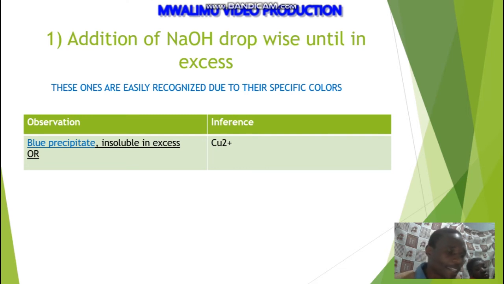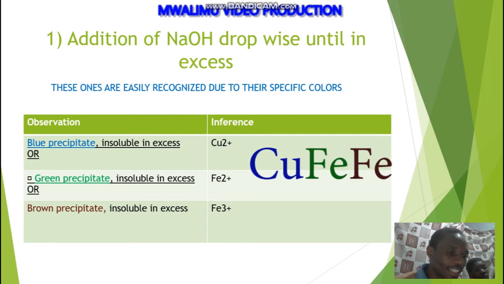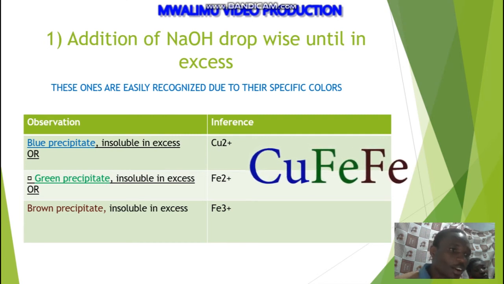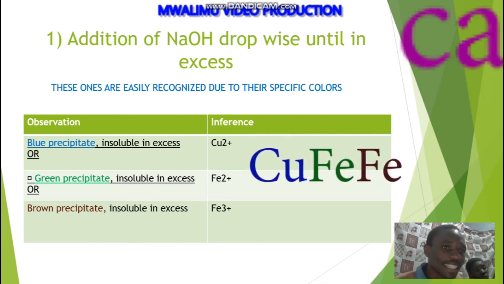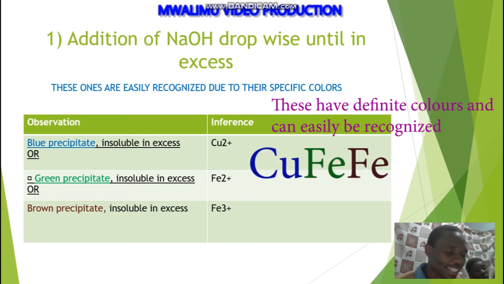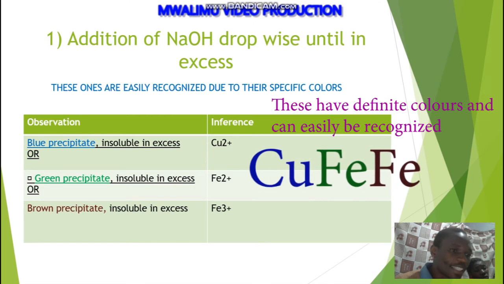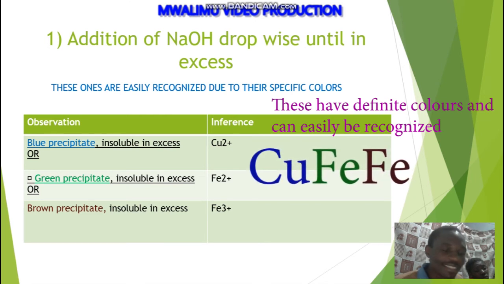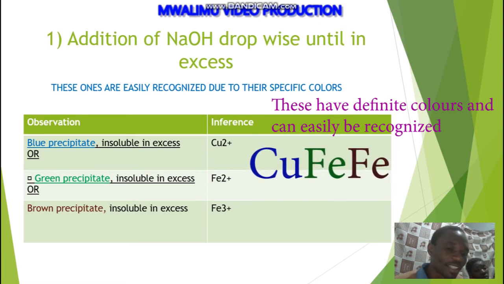The following, we have got copper, iron 2, and iron 3. They are the ones that give specific colors, okay? Copper will give us a blue precipitate which is insoluble in excess of sodium hydroxide, okay? So when you see a blue precipitate, do not think very many things. That one will be copper 2 ions present, okay?